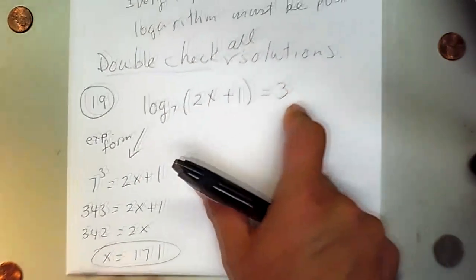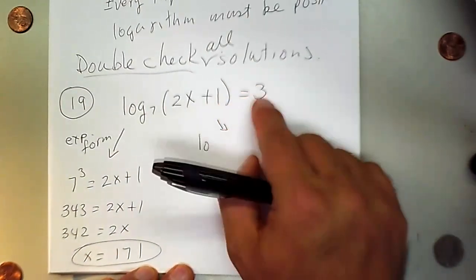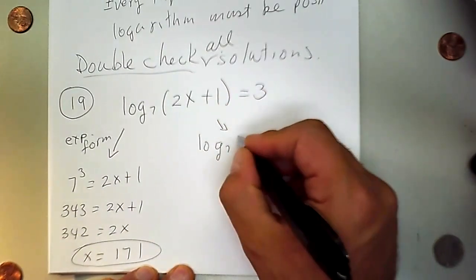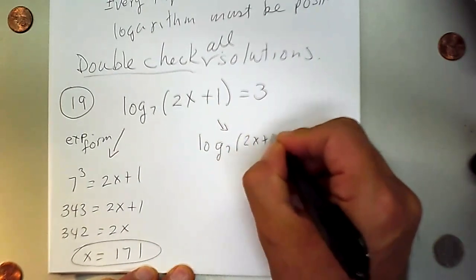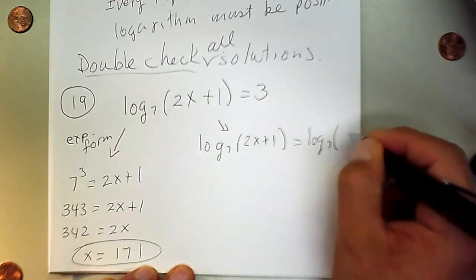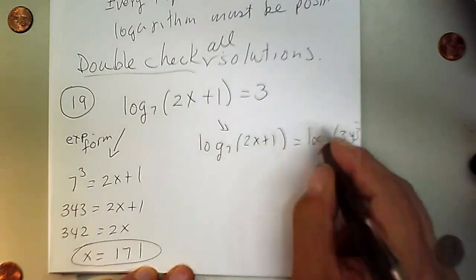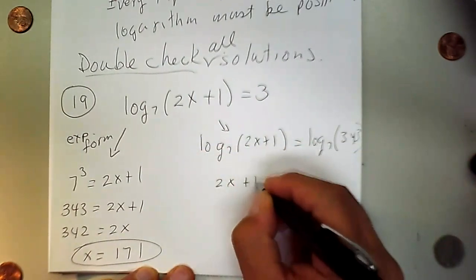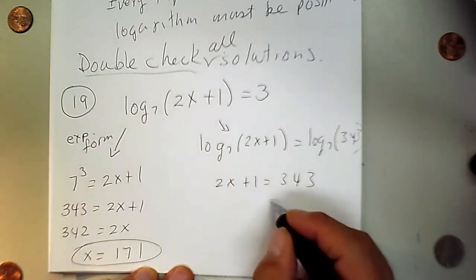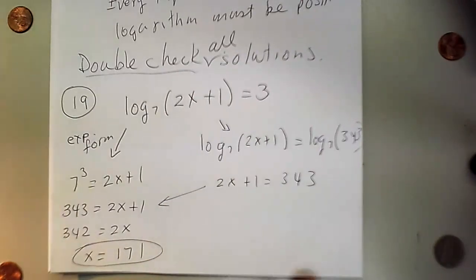So that checks. Another way to go about this is to force a logarithm here. So logarithm base 7 of 2x plus 1 should equal logarithm base 7 of 343. And then the logarithms cancel, and we end up with 2x plus 1 equals 343, which puts us back into here. So we could do it that way also.